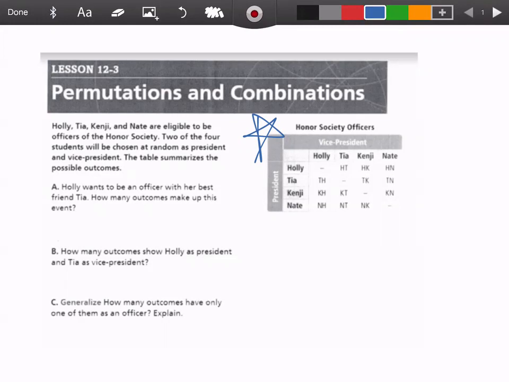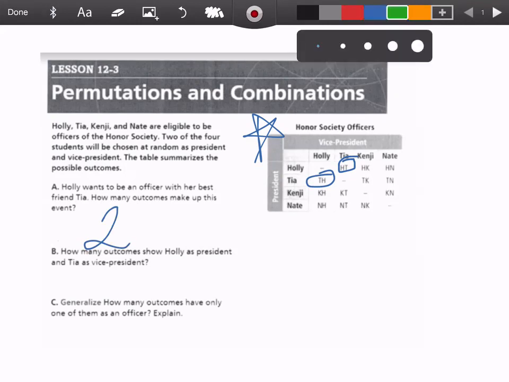So looking at this, we have the possibility of Holly being president and Tia being vice president. We also have the possibility of Tia being president and Holly being vice president. So there are 2 outcomes that work here. How many outcomes show Holly as president and Tia as vice president? There's only one option for Holly being president and Tia being vice president.